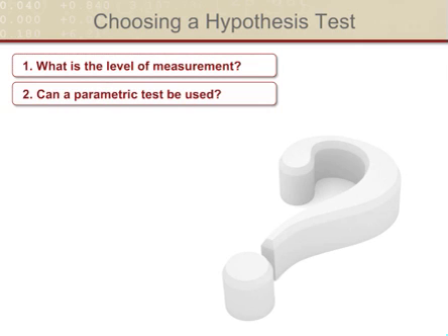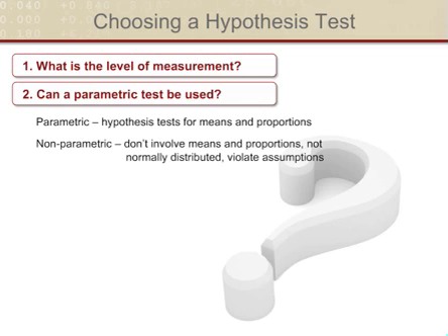Second question we ask is whether or not a parametric test can be used. If you remember, a parameter is what the measurement of a population is. When we say parametric test, we're talking about like the two tests we did last time, the hypothesis test for means and proportions. They're parametric tests because we're dealing with population parameters. There are tests out there that are what we call non-parametric because we don't involve means and proportions and whatnot. We are having to take an alternate approach.